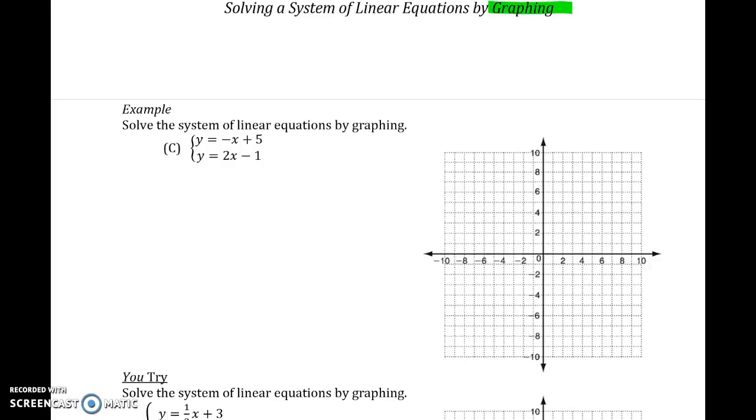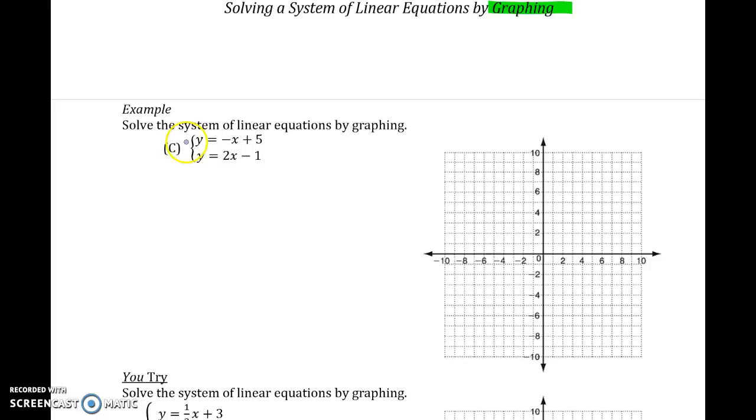So what I like to do with these is I like to color code or use colored pens or highlighters just to see my two lines, just so I can check where they are. Because sometimes it's really easy to make an error with graphing your line to start.